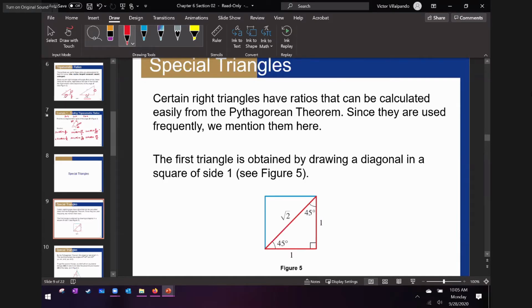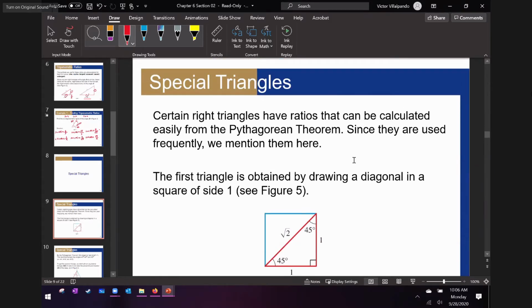And they also want to illustrate that. So let me go ahead and go over the literature here for the special triangle. Certain right triangles have ratios that can be calculated easily from the Pythagorean theorem. So I'm sure some of us remember that. The Pythagorean theorem, right? a squared plus b squared equals c squared, right?